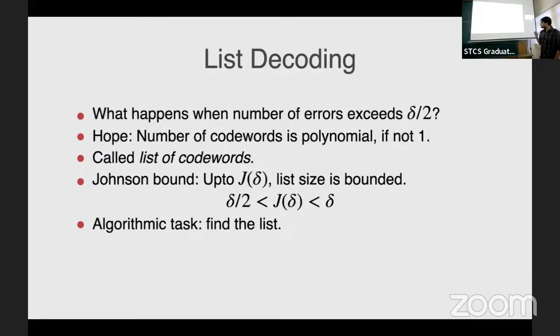What is the algorithmic task? You have to find this list. In this talk, we'll always be dealing with errors under J(delta). So combinatorially, the list size is always bounded. The only question is algorithmic. When you say polynomial, it's polynomial in n. The total number of codewords can be exponential in n, and the non-trivial part is that the list size is polynomial in n. In fact, if you are epsilon inside J(delta), then it's actually constant, depending on epsilon.